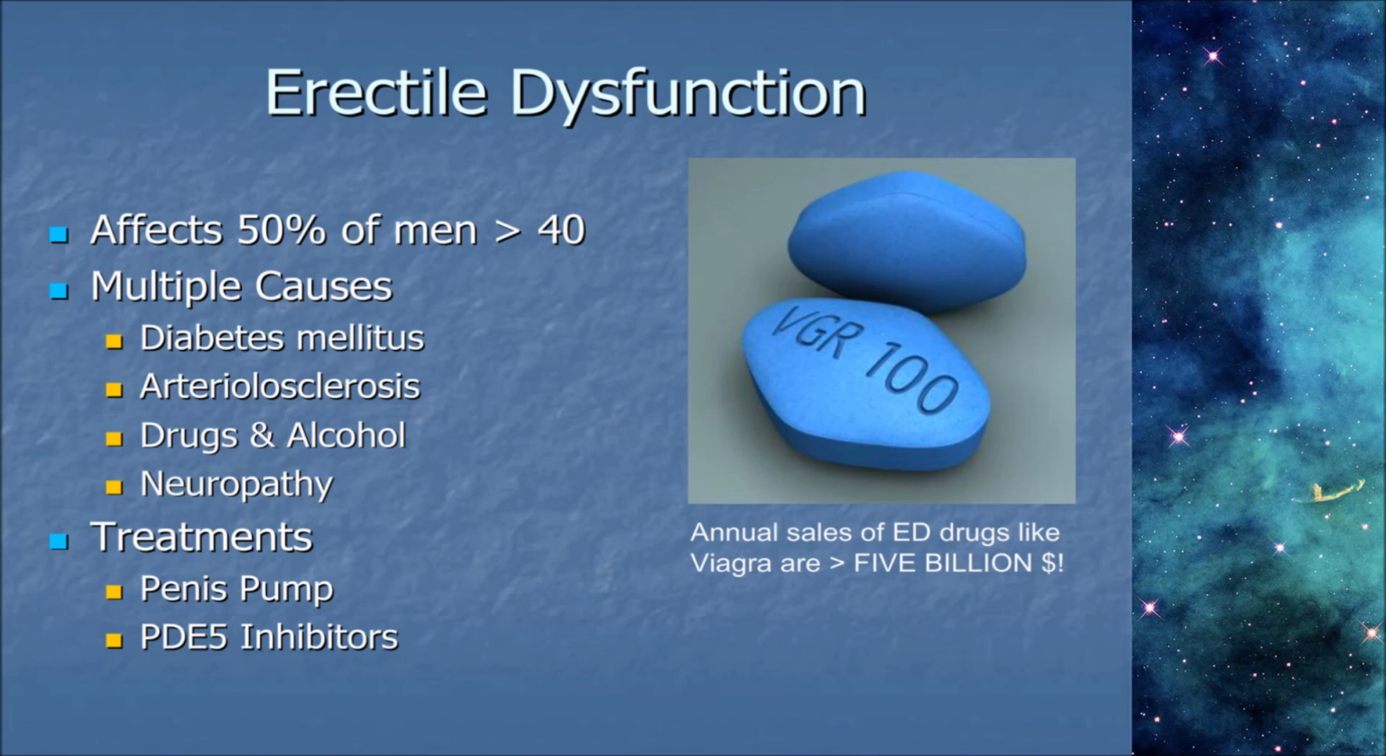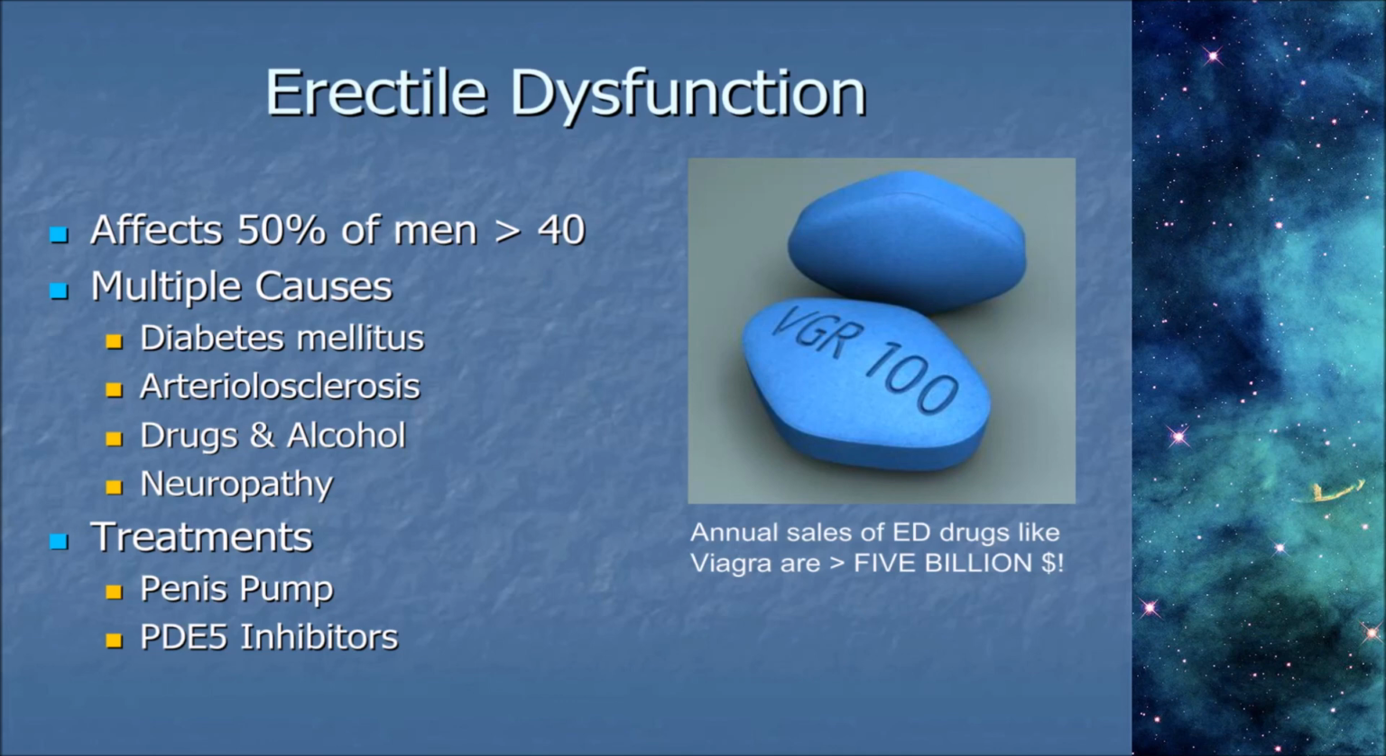Now, while we're on the topic of erections, we should talk about erectile dysfunction. Erectile dysfunction is a disorder that affects greater than 50% of men over 40 at some point in their life. And it has multiple causes. It can be caused by diabetes mellitus, arterial sclerosis. Certain drugs such as antidepressants can cause erectile dysfunction, as well as heavy alcohol consumption. The other thing is we can just have a generalized neuropathy that is interfering with the sensory information traveling from the penis to the brain and back again, and that can also lead to erectile dysfunction as well.